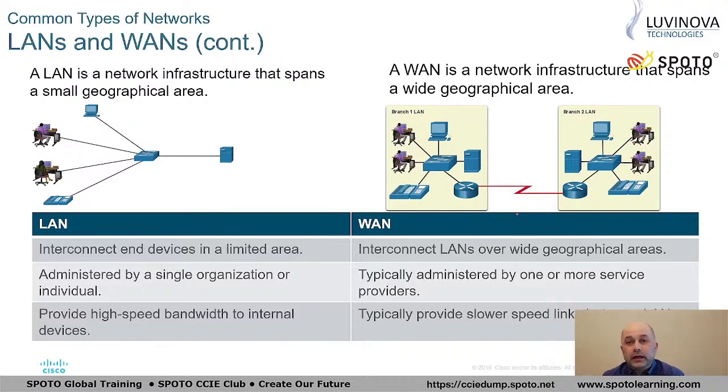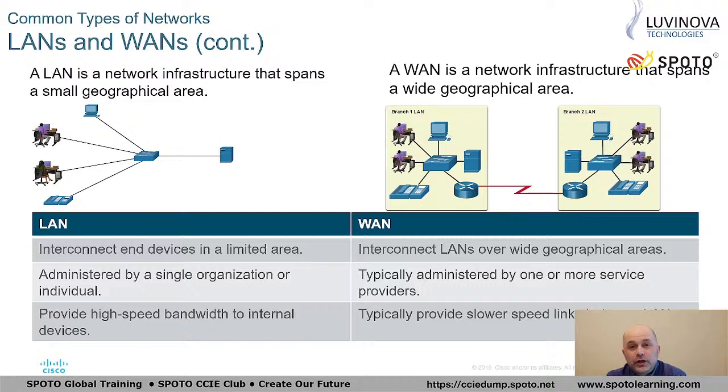Of course, if you're running an Active Directory in that company, all computers will be authorized, administered, and secured by one server, one domain controller. But this is a different subject. We're not going to talk about that. A LAN provides high-speed bandwidth to internal devices. Because of the high-speed bandwidth of internal devices, your LAN network is very fast.